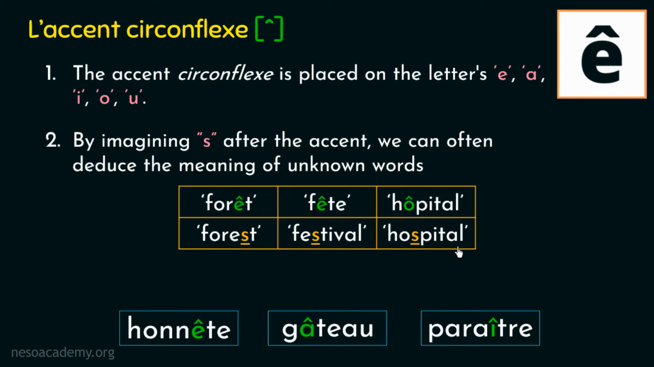Now, before we move on to point number 3, I want you to keep in mind that point number 2 is not valid for all the words present in the French dictionary, because there are many words having this accent circumflex and we cannot deduce their meanings just by imagining the alphabet S. This trick will definitely help you in some cases, but not every time. Alright? So here we are done with point number 2.